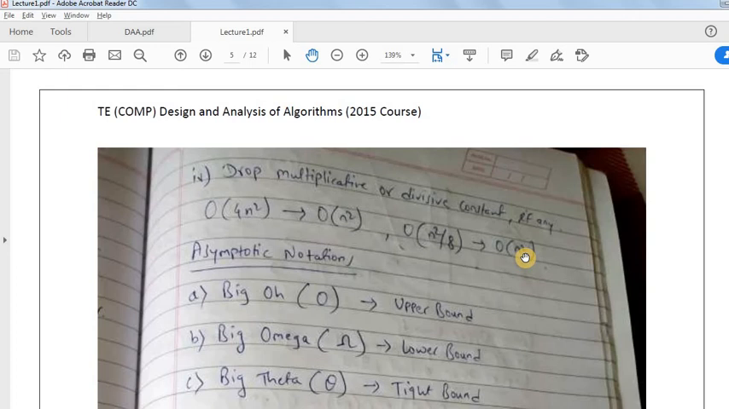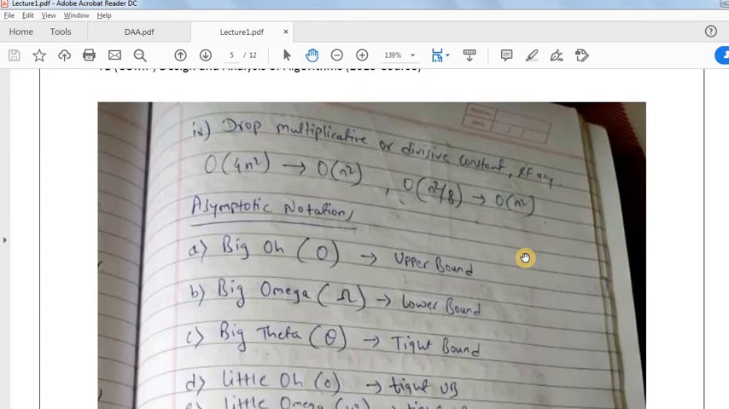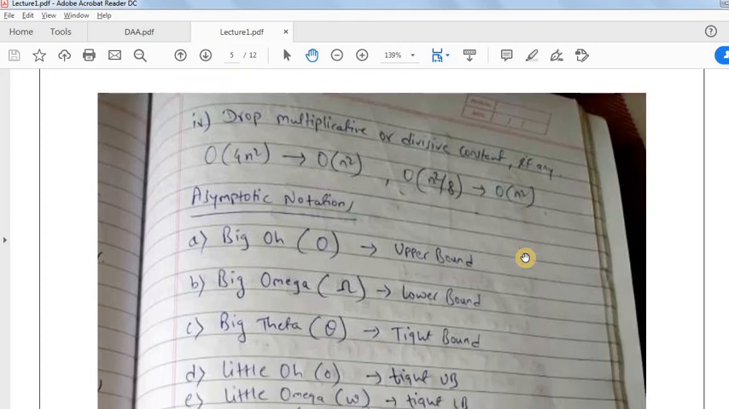So in short, asymptotic notations are going to give us upper bound, lower bound and strictly tight bound for any algorithm in terms of running time required. Asymptotic notations can be generally classified into 5 types, namely big O notation, big omega notation, big theta notation, little o notation, little omega notation.